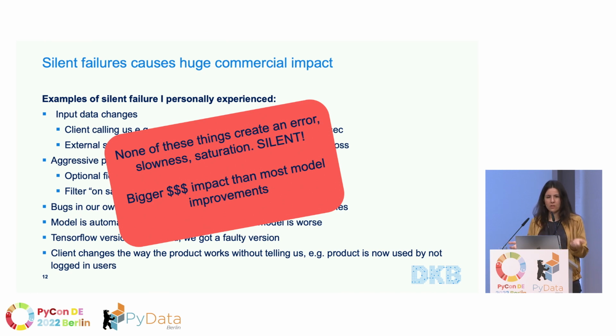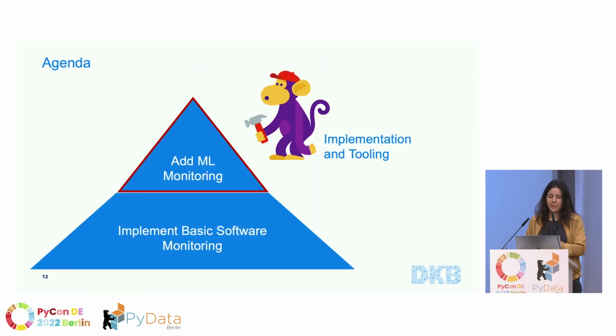So if you don't catch that, you work on improving the model by 3% or something like this. But such a bug can easily cost you a lot more, 10% more, and you won't notice. You will think it's devolved over time or something like that. Okay, that's why we need additional machine learning monitoring.